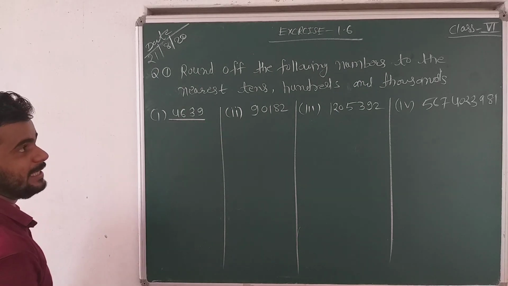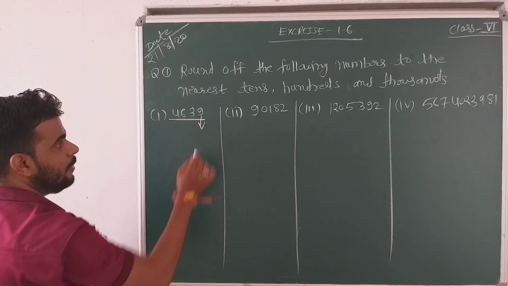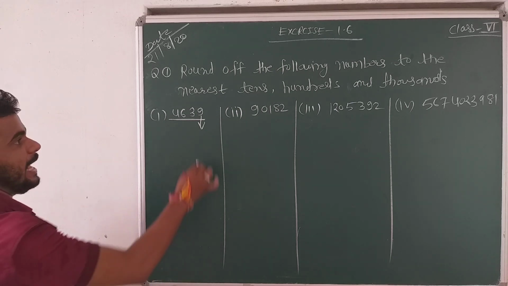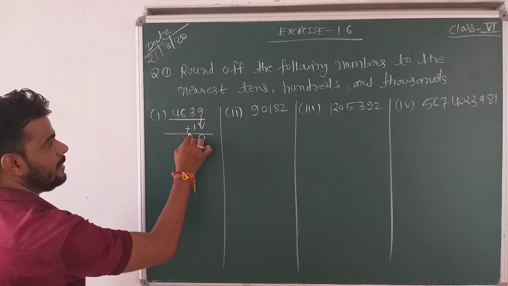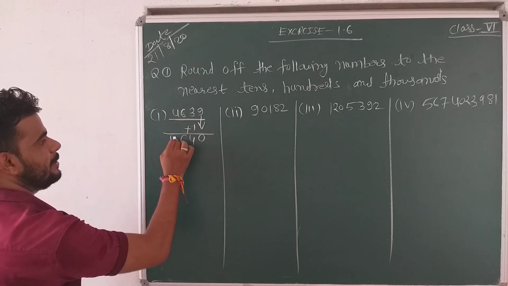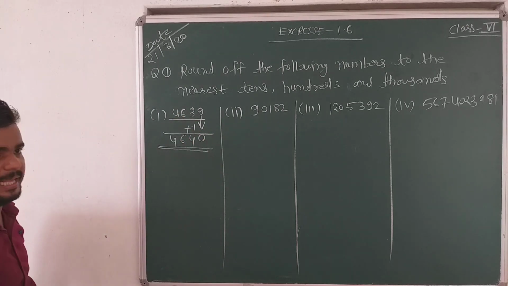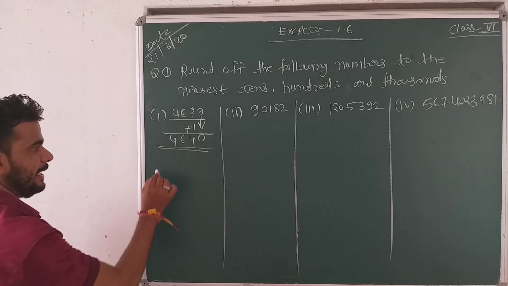4639. So for the nearest tens, the last digit 9 is more than 5. So directly we will write 0 instead of 9 and add 1 in front of it. 3 plus 1 is 4, so 4640. So this is the nearest tens.